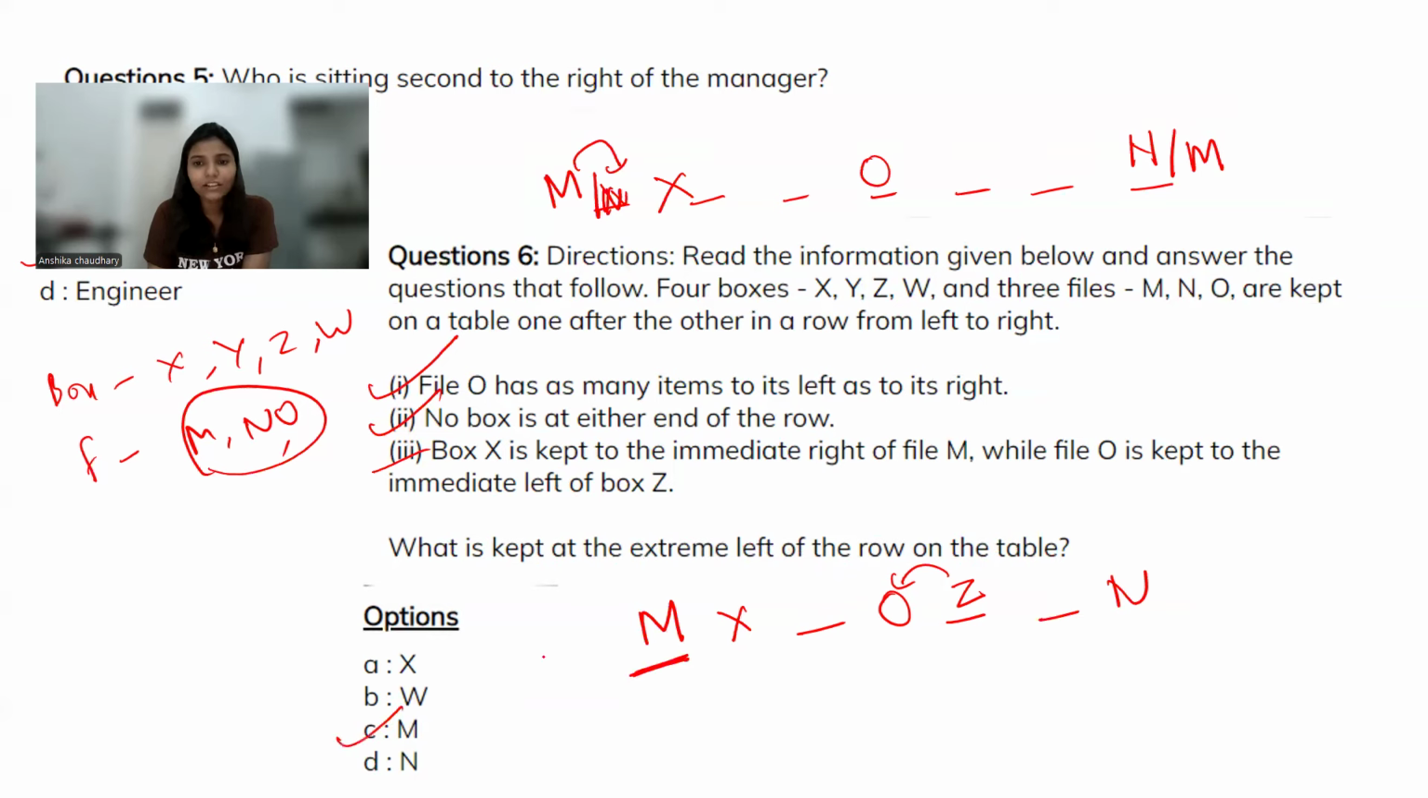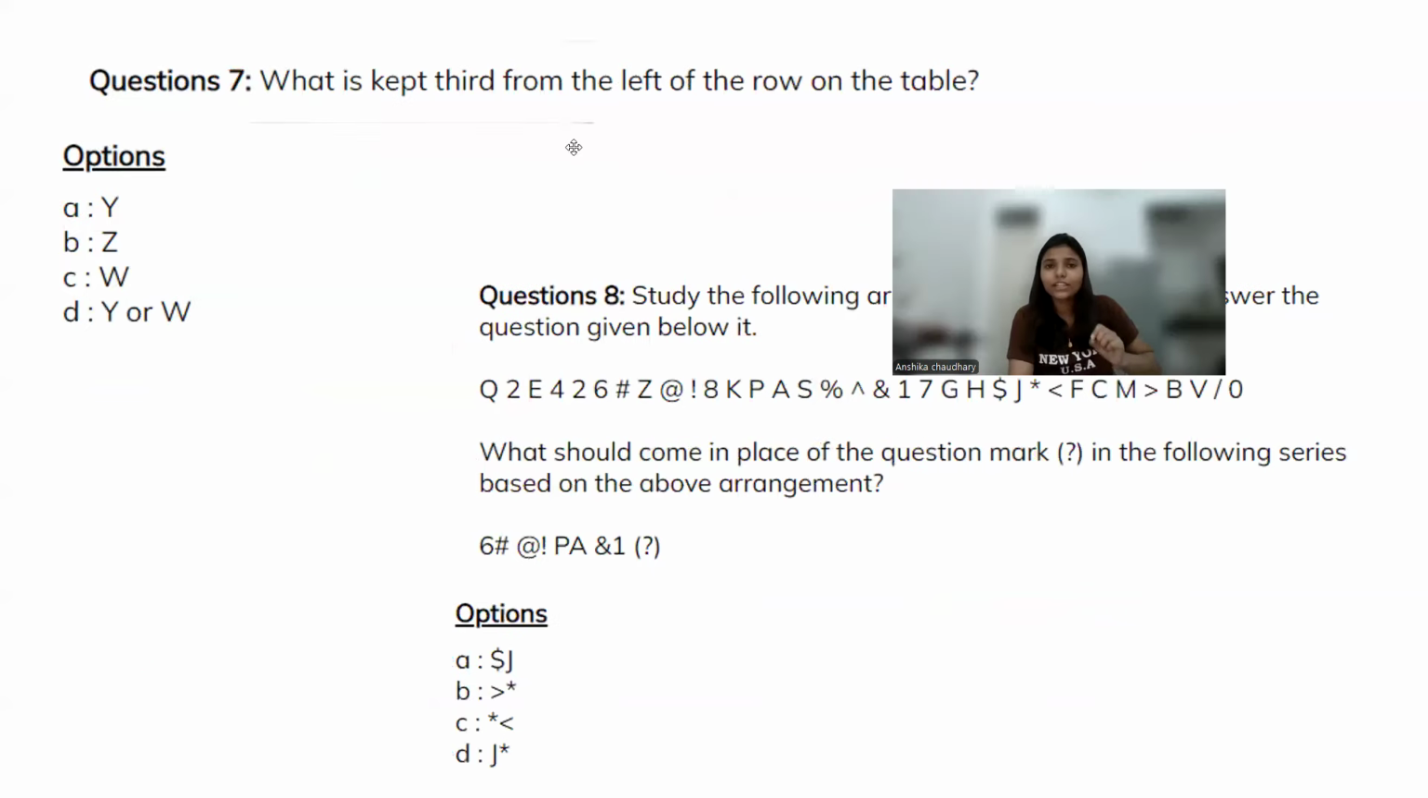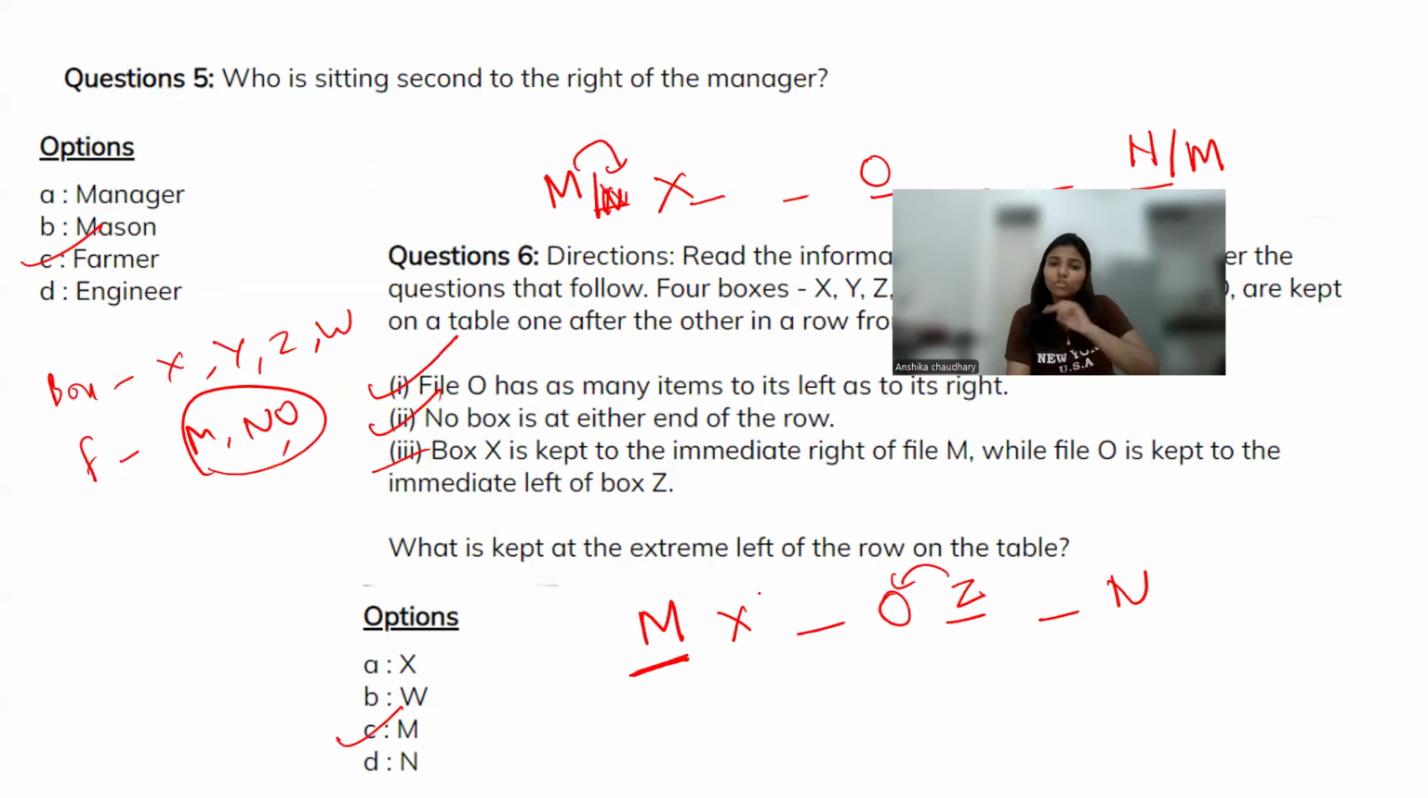So M will be the answer, right? Extreme left on the table. So M will be the answer. Now the next is, what is kept third from the left of the row on the table? So from the left to the third. So 1, 2, 3 at this place.